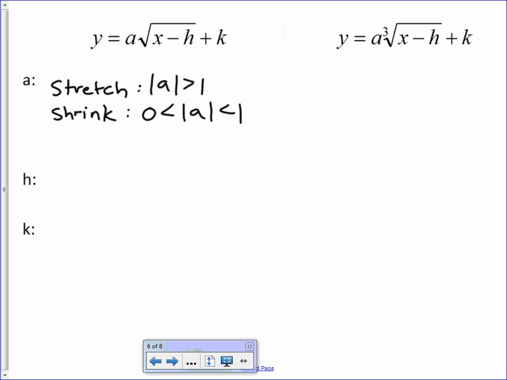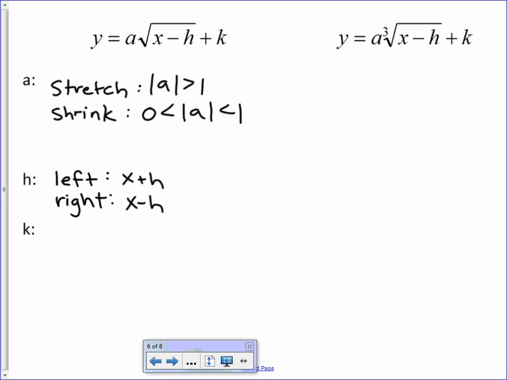What else? A, H, or K? I heard good thoughts as I went around the room. Faith? Yeah, H moves it left and right. And do you guys remember how we always talked about H? H is like the opposite of what you think. So when it looks like X minus H, it goes to the right. When it looks like X plus H, it goes to the left. And it's the opposite of what we would intuitively think.